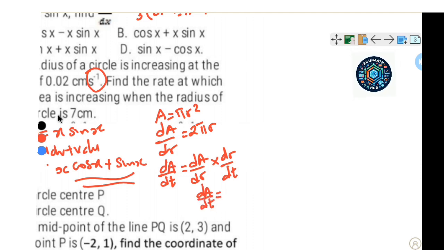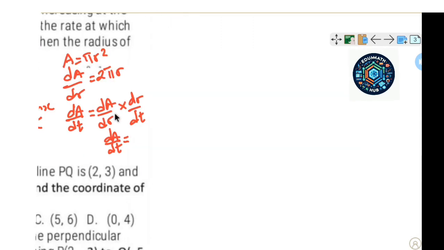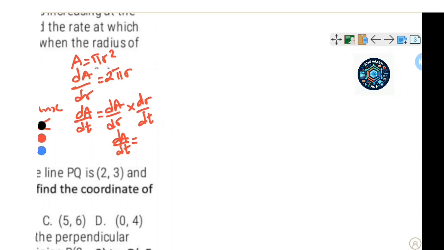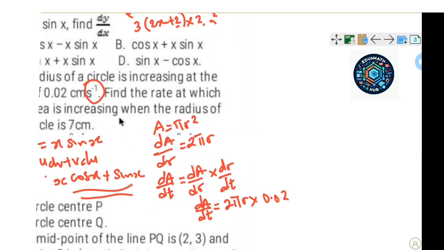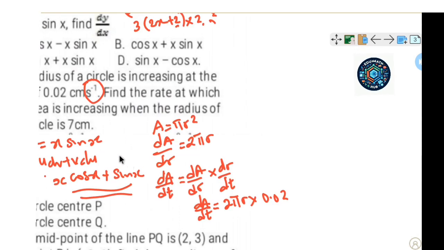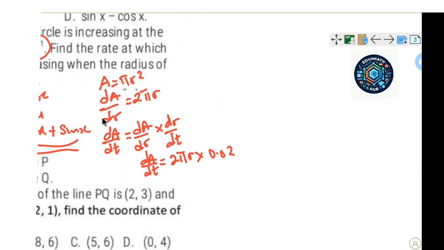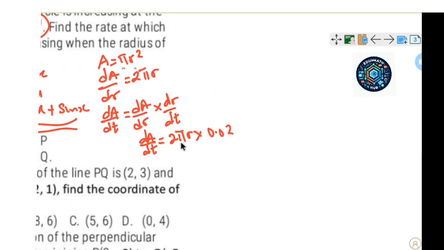Now dA over dr is here. Look at it here, dA over dr, 2 pi r. So you have 2 pi r times dr over dt, which is 0.02. How do you know that? 0.02 is in the question. So let's solve this out. The value of pi is 22 over 7. So this is 2 times 22 over 7.